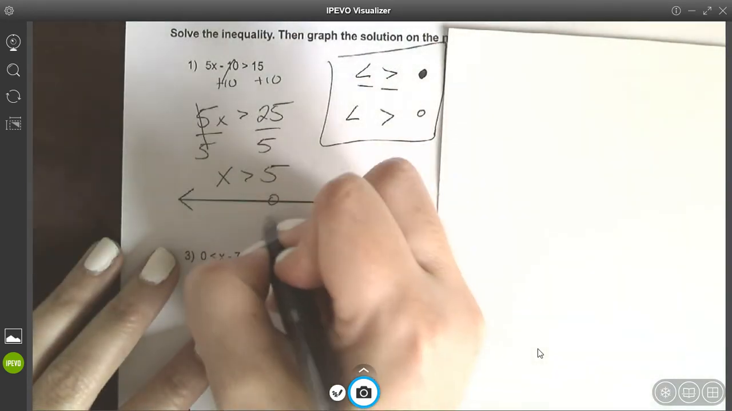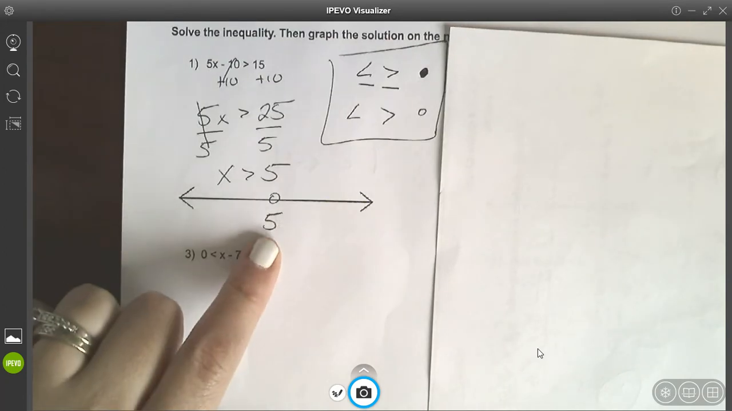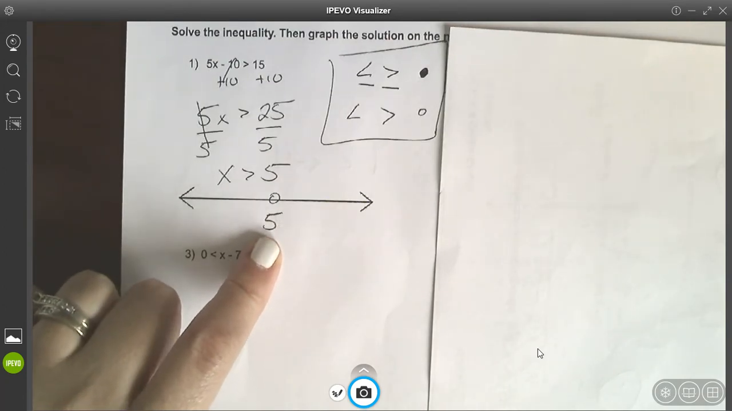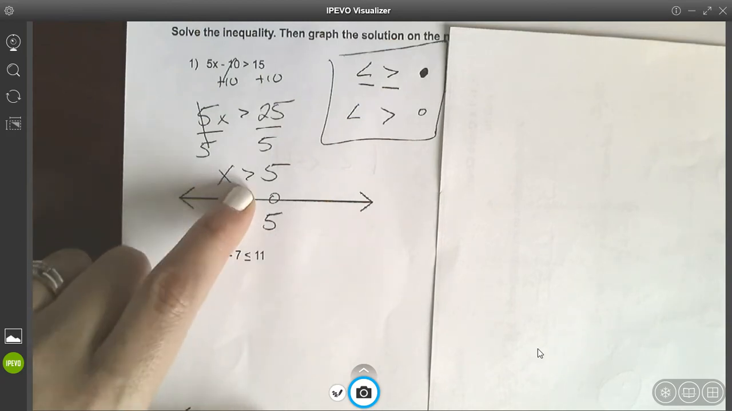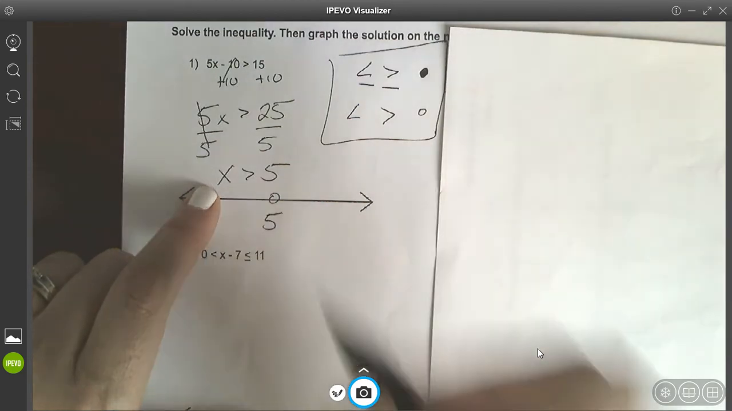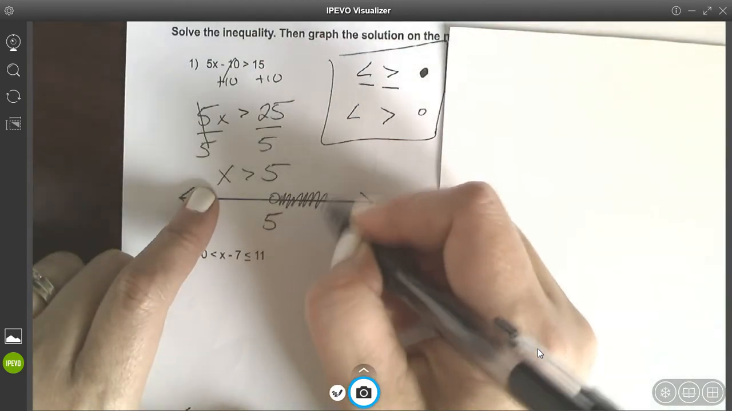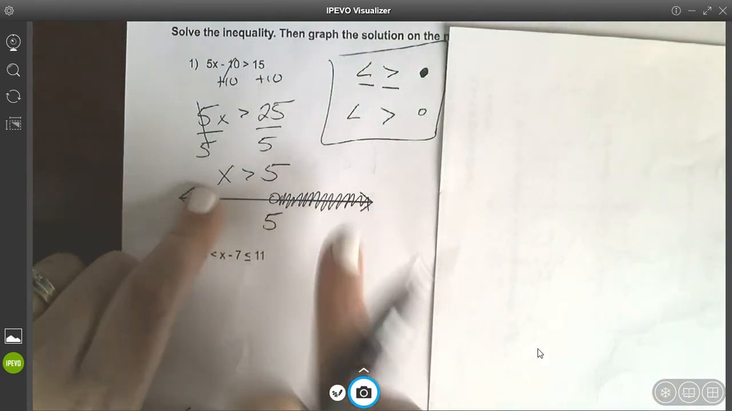It doesn't matter where you put it if it's not numbered. I usually put it in the center. So it's an open circle, meaning that 5 is not included in my solution. And then this is x is greater than 5, so all my solutions are greater than 5. Greater than would be to the right, because these are the numbers, act like a number line. This would be like 6, 7, 8, 9, 10. So these are all the numbers greater than 5.